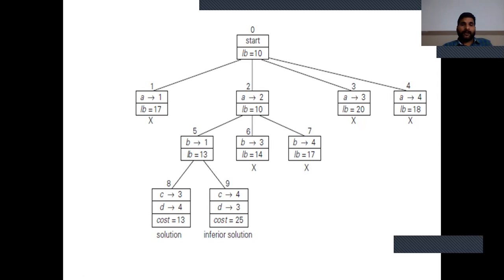So the minimum optimal cost value equals 13. So this is the solution of the assignment problem. In this bound, we assign task 1 to person A, task 2 to person B, task 3 to person C, and task 4 to person D. After assigning these tasks, we find the total cost equal to 13.